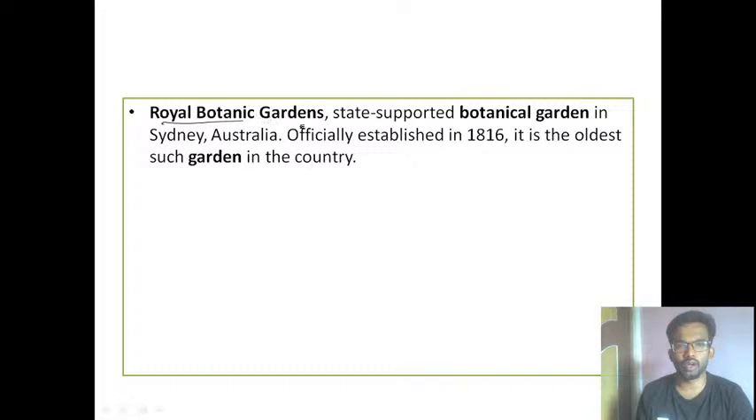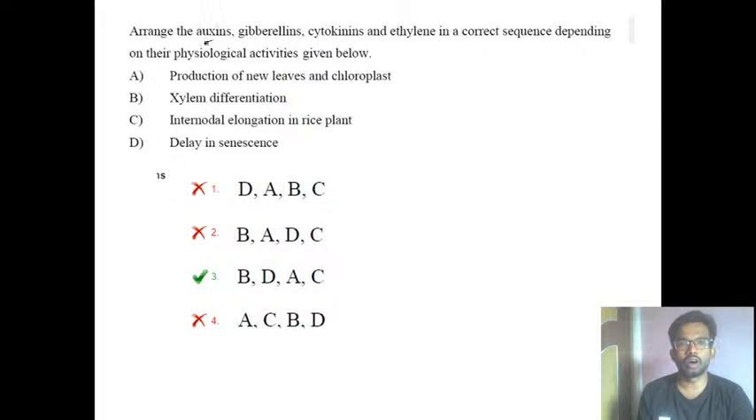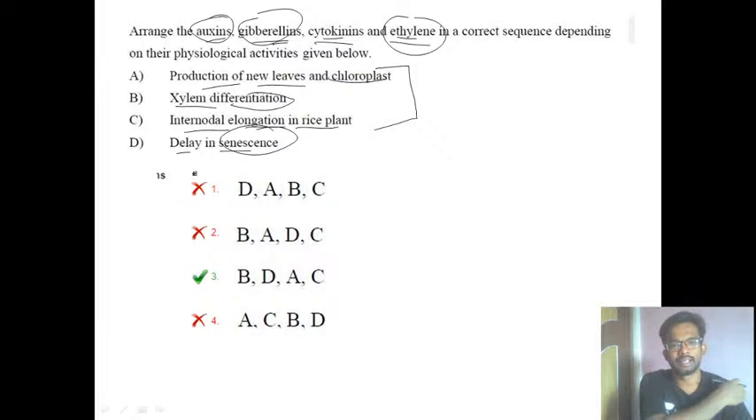As I asked you, the Royal Botanical Garden is situated in Sydney, Australia. Okay. Now next question. Arrange auxin, gibberellin, cytokinin and ethylene. Only when you know what auxin, gibberellin, cytokinin and ethylene are can you put these in order. First you have to read: production of new leaves and chloroplast, xylem differentiation, internodal elongation in rice plant, delay in senescence.